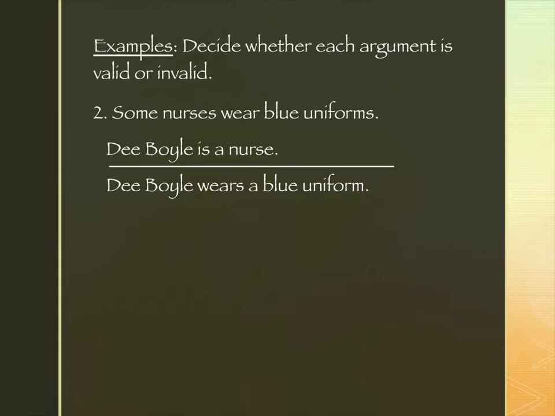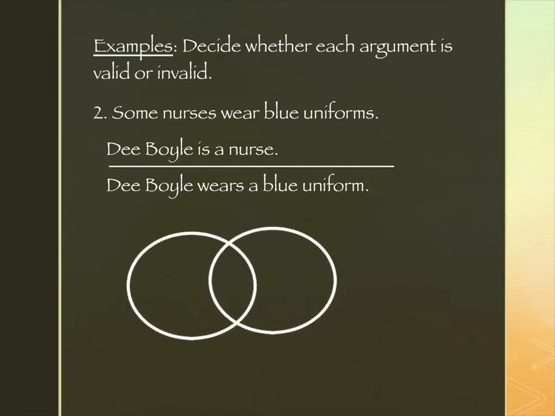Same directions. Some nurses wear blue uniforms. D. Boyle is a nurse. Therefore, D. Boyle wears a blue uniform. So we'll start with our first sentence. What type of circles do I have based on some nurses wear blue uniforms? Overlapping. Yeah, the overlapping ones, the ones that look like the ones we saw in our Venn diagrams, you're right. So we have overlapping circles. How do I know?